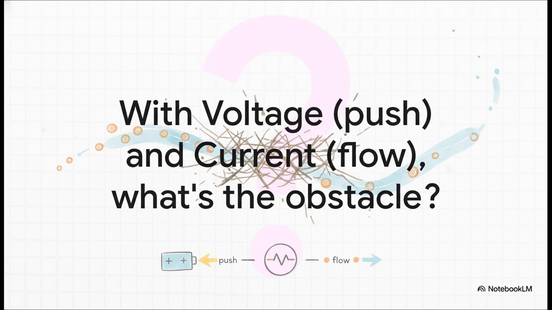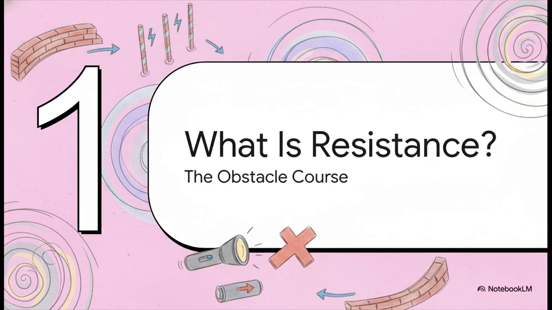You've got voltage, right? That's the electrical pressure, the push. And you've got current, the actual flow of all those little charges. But what's to stop that flow from just going crazy? What gets in the way? Well, that obstacle has a name, and it's called resistance. It's basically the property of any material that pushes back against that flow of current. You can almost think of it like electrical friction.